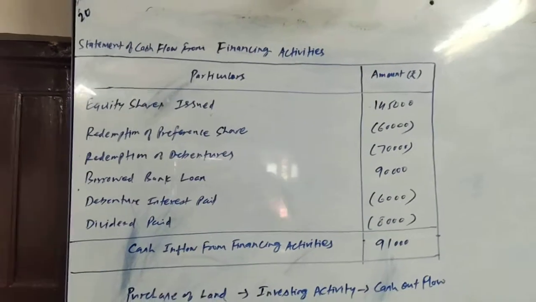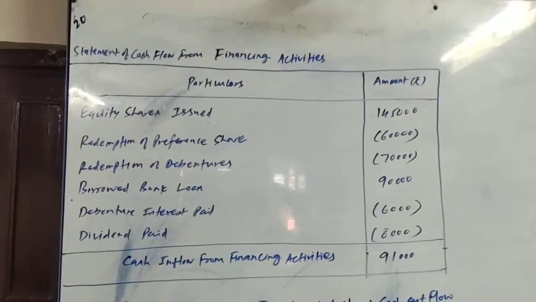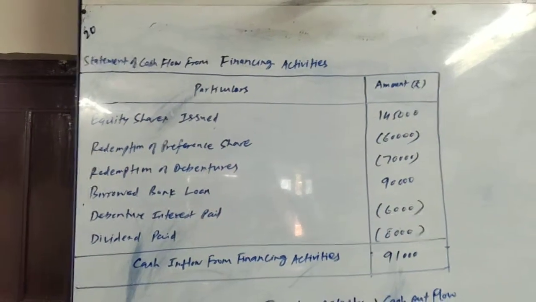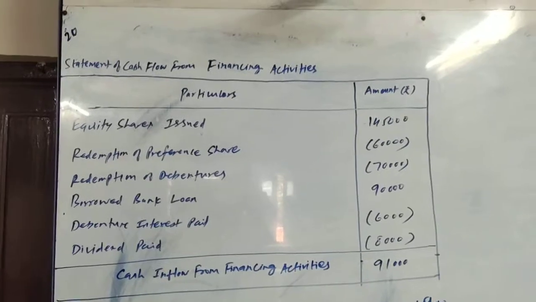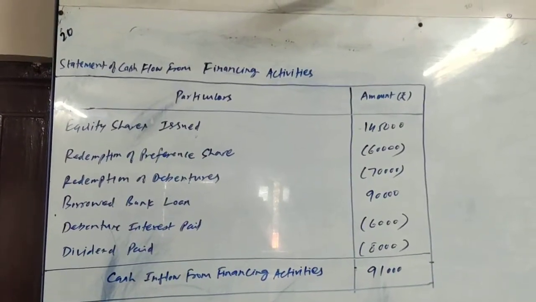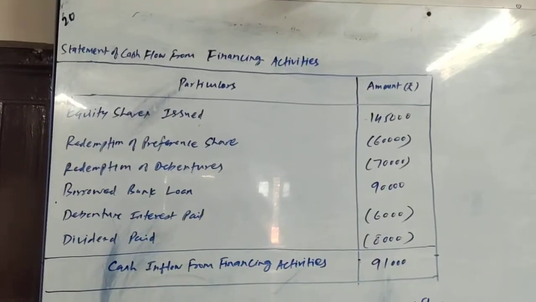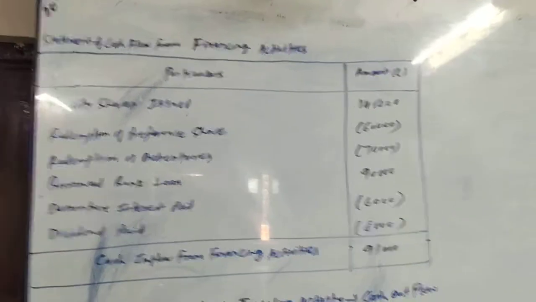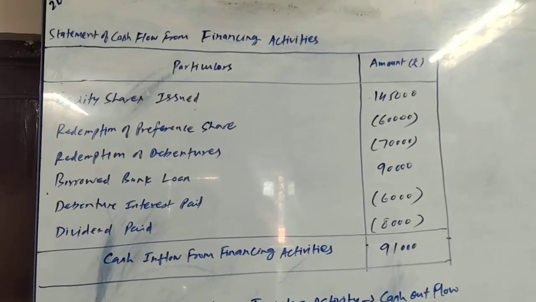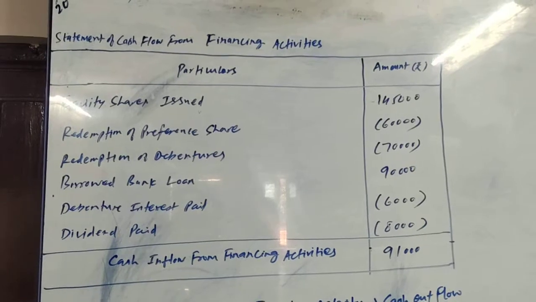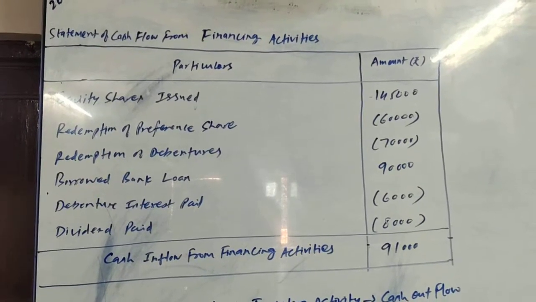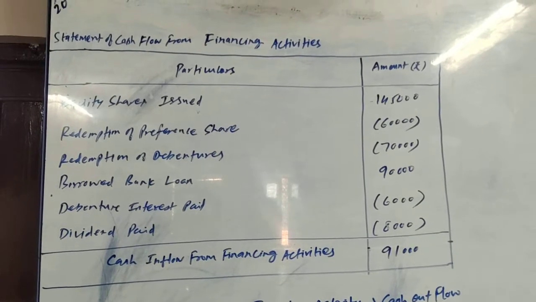So here it is, statement of cash flow from financing activity. The first item, equity share issued, and because of issue of equity share there is a cash inflow, so 1,45,000 is written. Then redemption of preference shares, because of redemption of preference shares there is a cash outflow, so it is written in bracket as negative 60,000. Then redemption of debentures, again it is a cash outflow, so it is written in bracket 70,000.